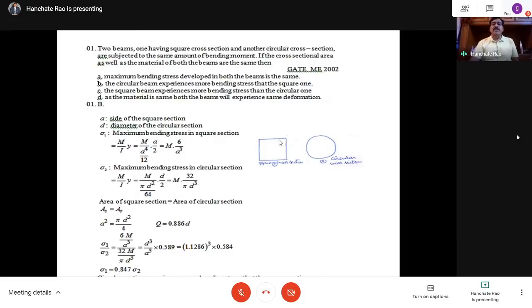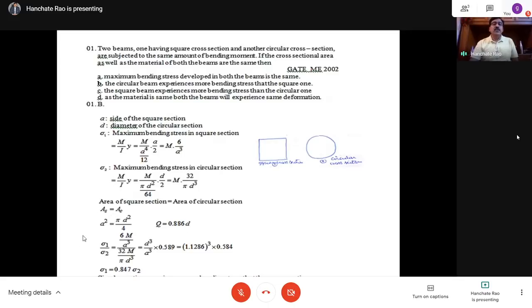But he has given that both the sections have the same area of cross section. So now equate the area of cross section. What is the cross sectional area of the square? A into A. So A square is equal to the cross section of the circle, pi d square by 4, from which we get A is equal to 0.886 times the diameter D. A is equal to 0.886 D.